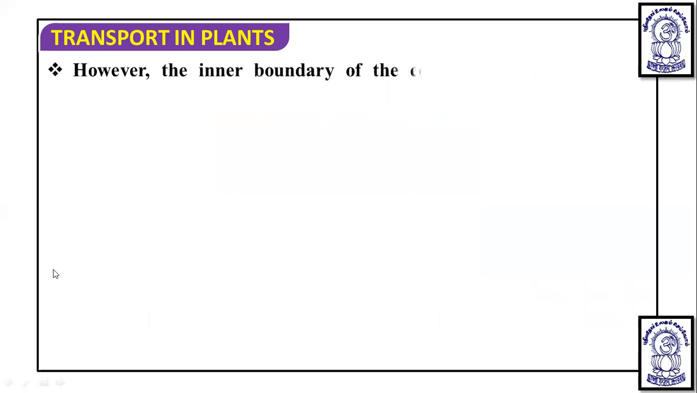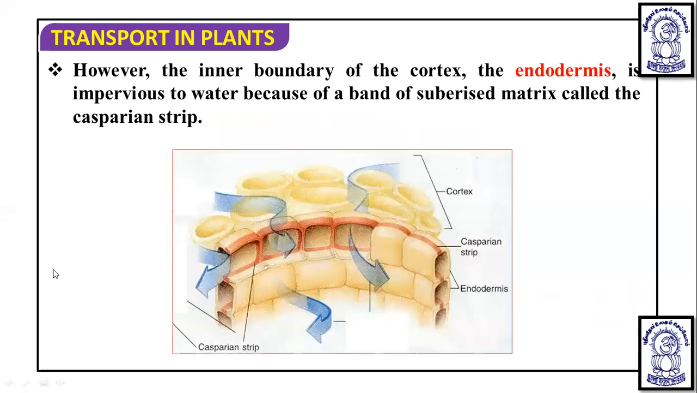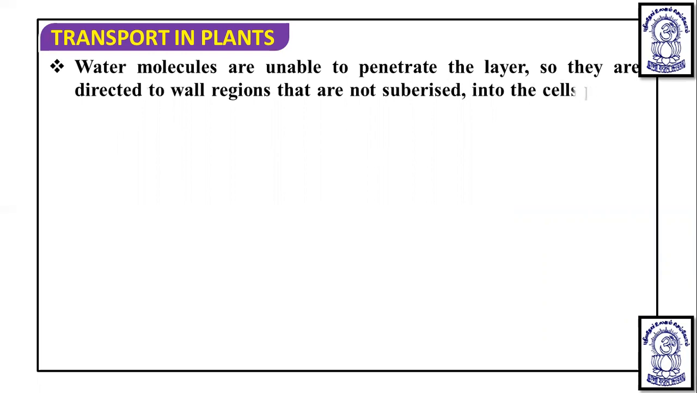However, the inner boundary of the cortex and the endodermis is impervious to water because of a band of suberized matrix called the Casparian strips. That is, the endodermis will hinder water transport because they have Casparian strips. And these Casparian strips, you can see, are present in the endodermis cells, which do not allow the water transport. So water molecules are unable to penetrate the layer, so they are directed to wall regions that are not suberized, into the cells proper through the membrane.